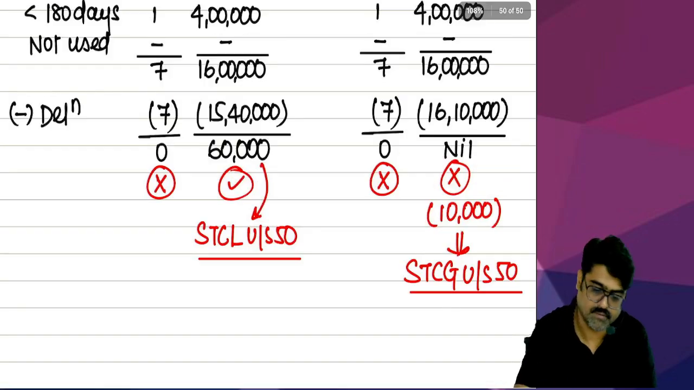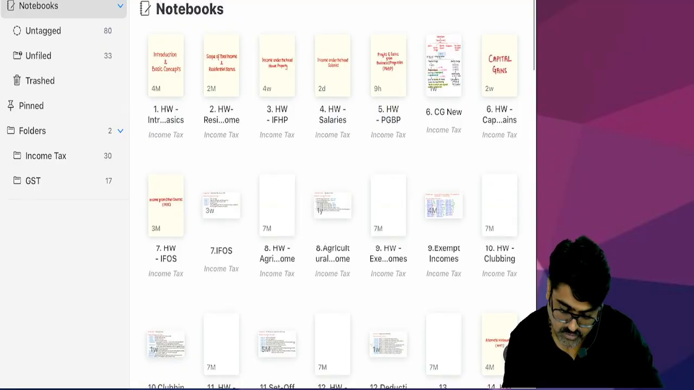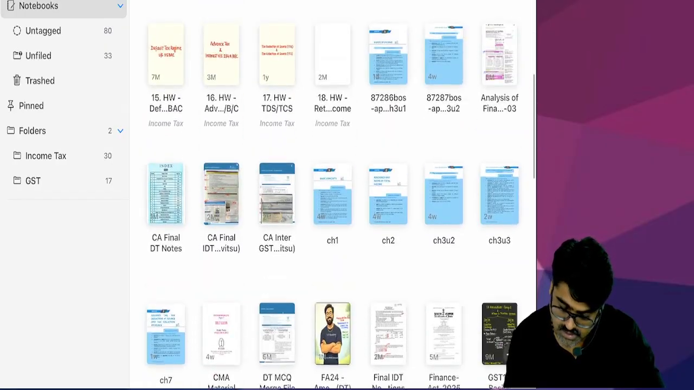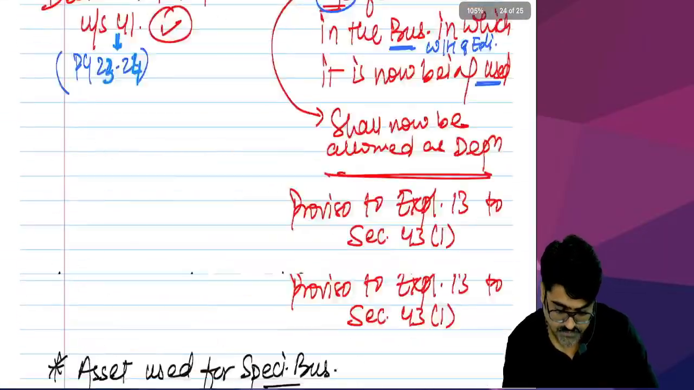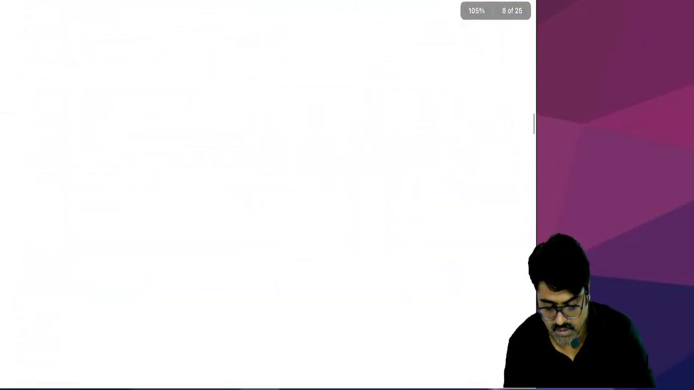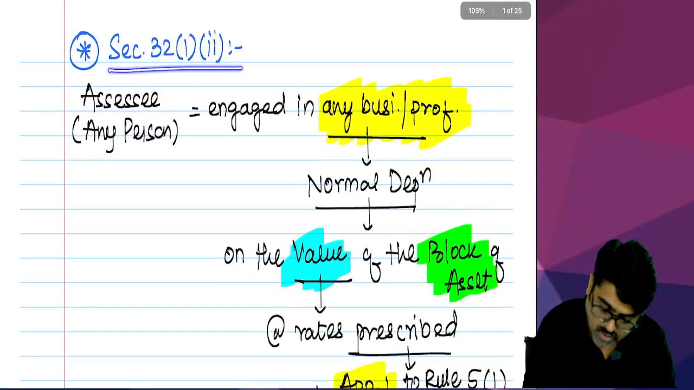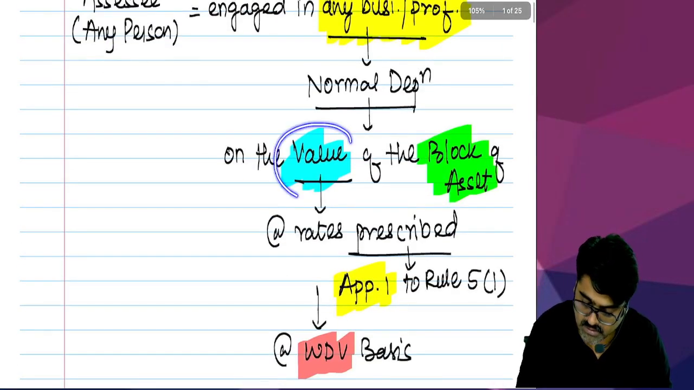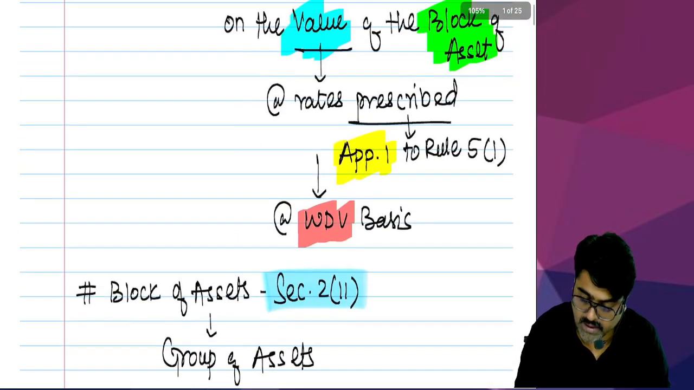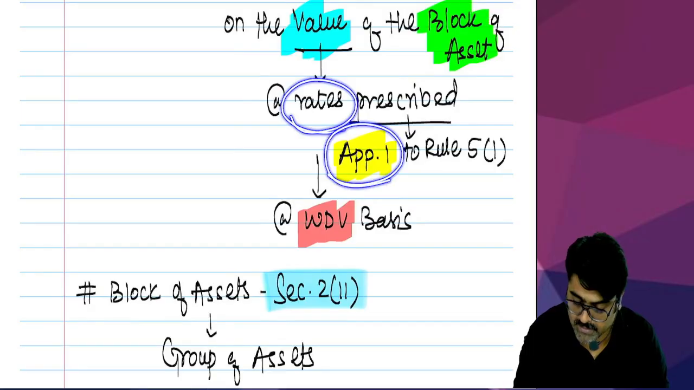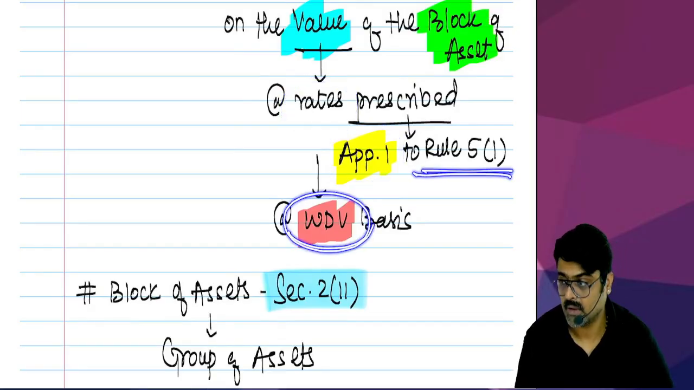Okay, perfect. Very good. So this was your depreciation under section 32(1)(ii). 32(1)(ii) talks about depreciation on the value of block of asset, which you have to calculate as per the rates prescribed in Appendix 1 to Rule 5(1), and which you are going to claim on WDV basis.